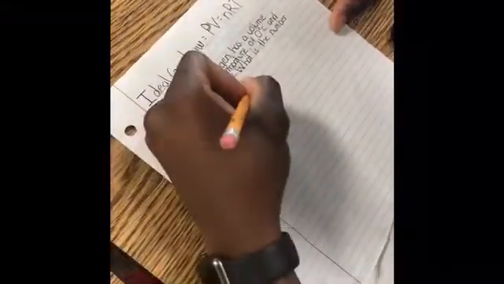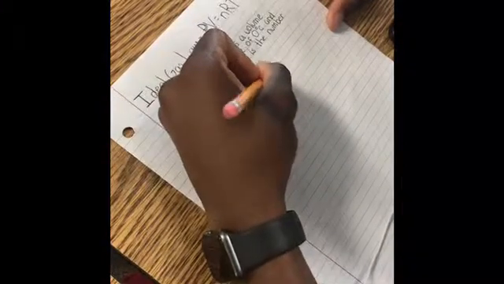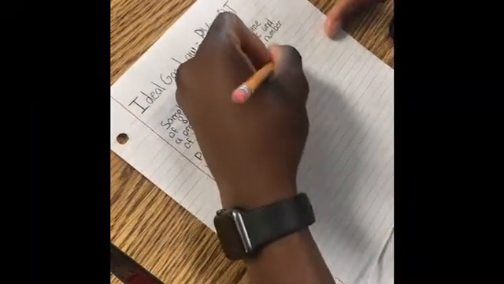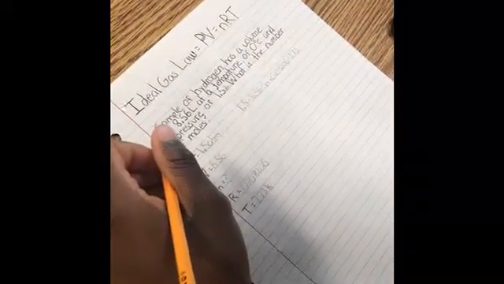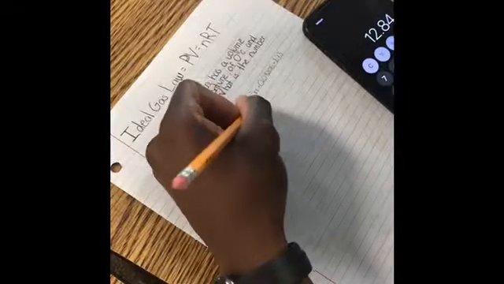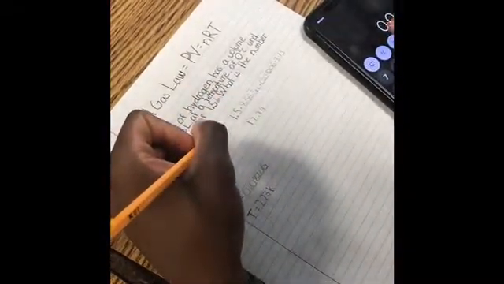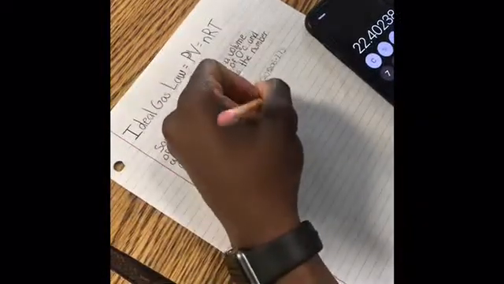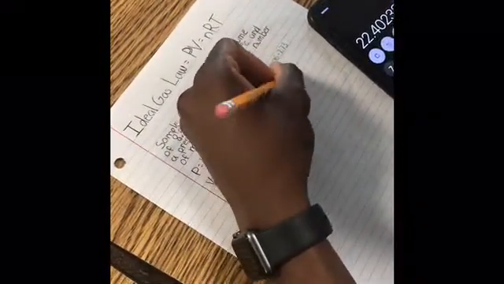Then you just plug everything in. You do 1.5 times 8.56 equals N times 0.08206 times 273. Alright, so we do the math for that. 1.5 times 8.56 is 12 on one side. Then on the other side is 22.4 N. That's what you look for.